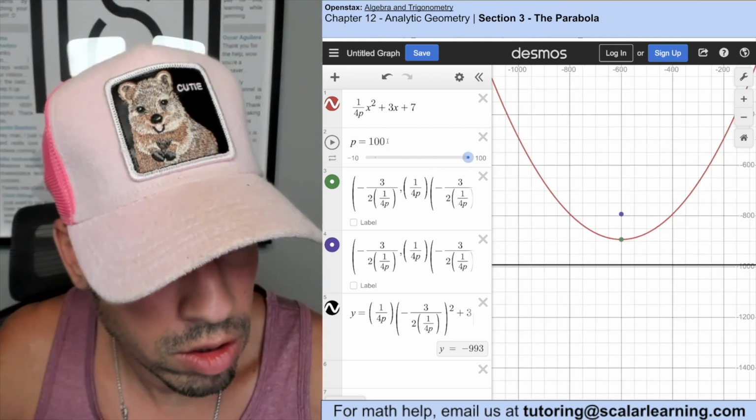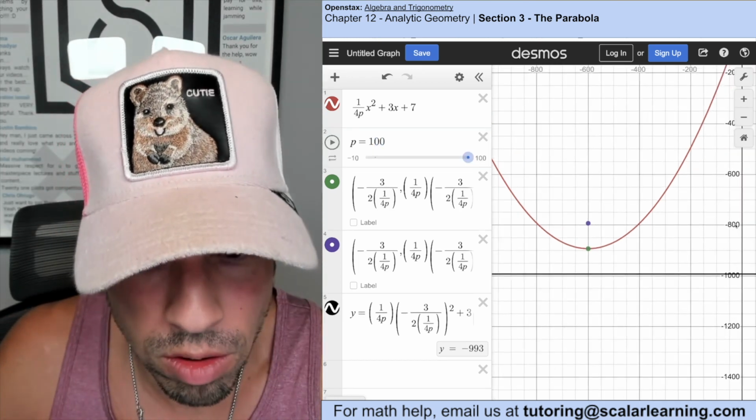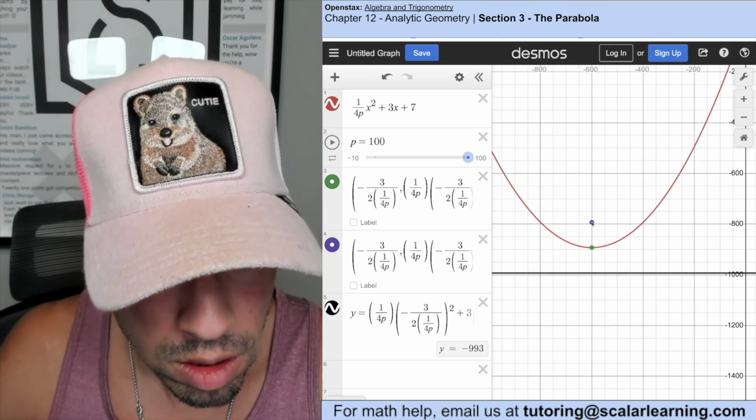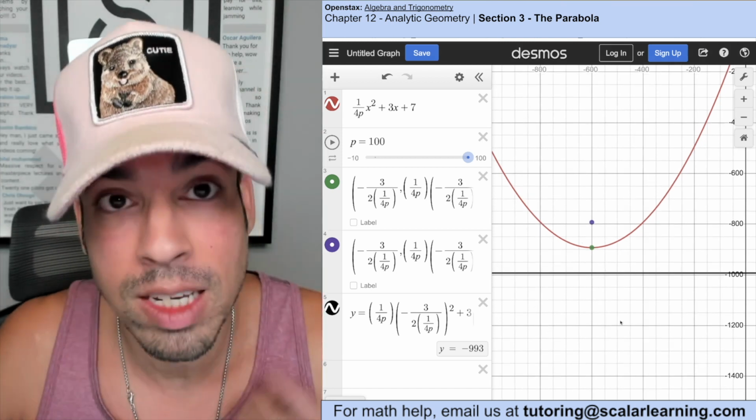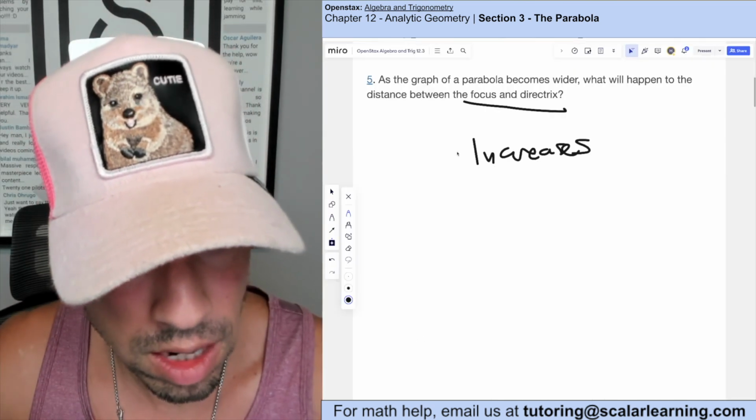As you can see, now as I increase this p-value, I made it much wider. It's hard to tell, but we've increased the scaling here, and the distance between the focus and the directrix just keeps on increasing. So it increases, and that is how you do it.